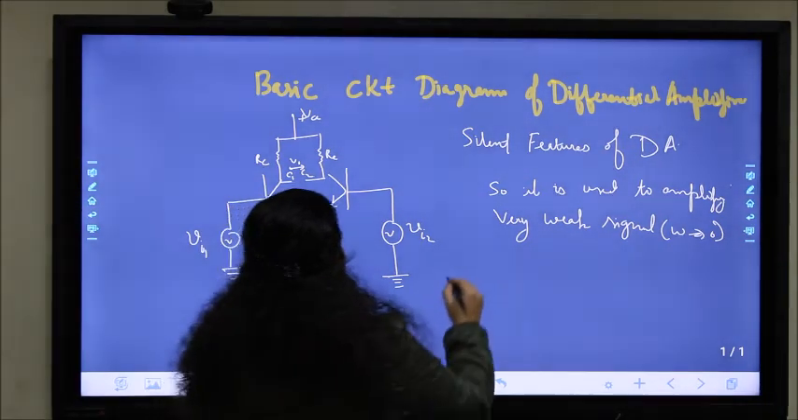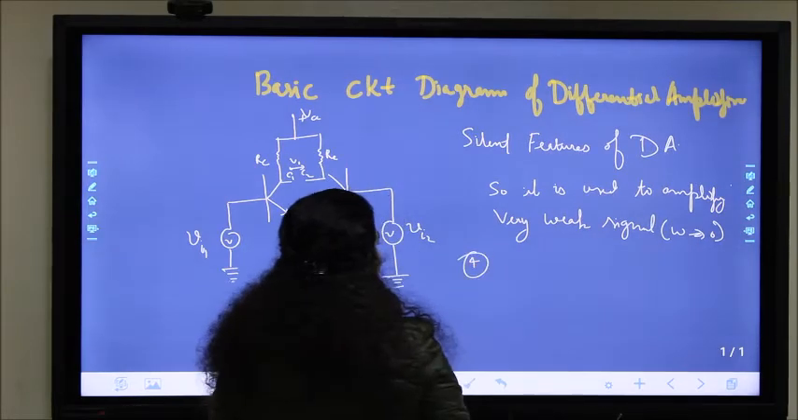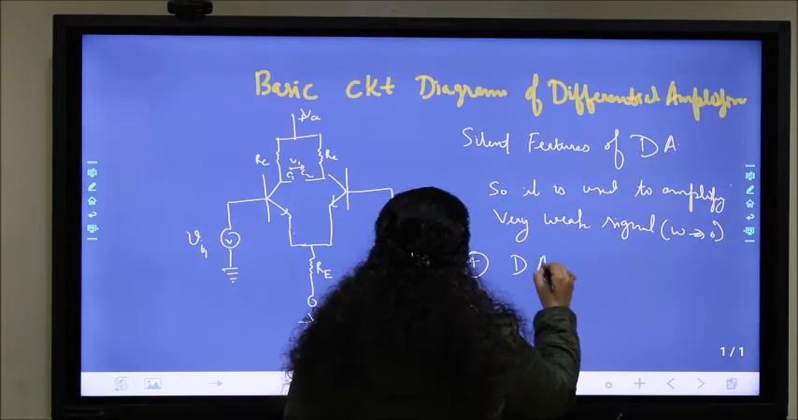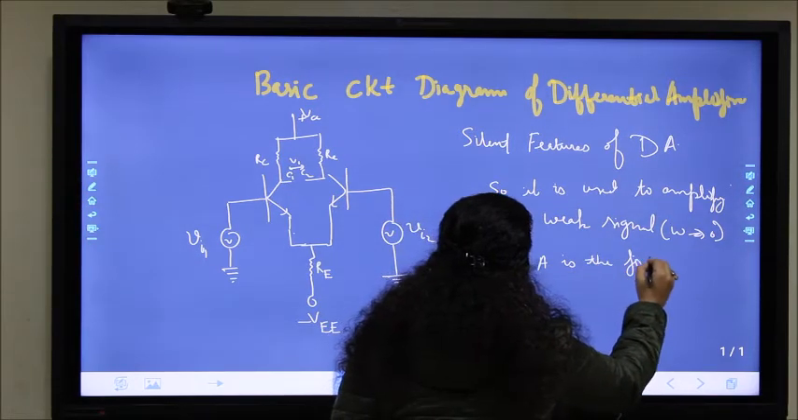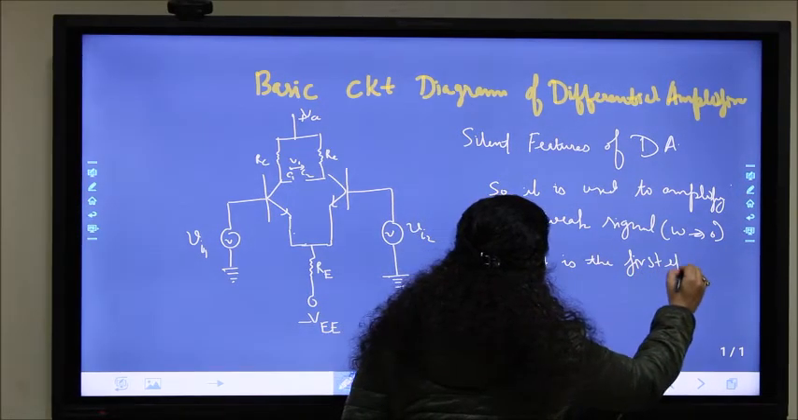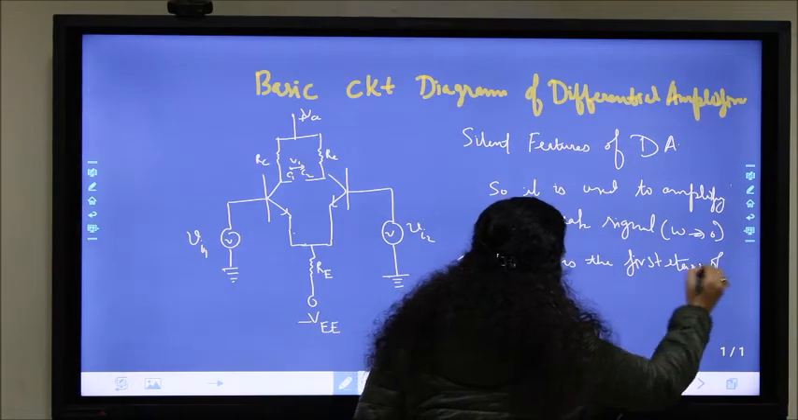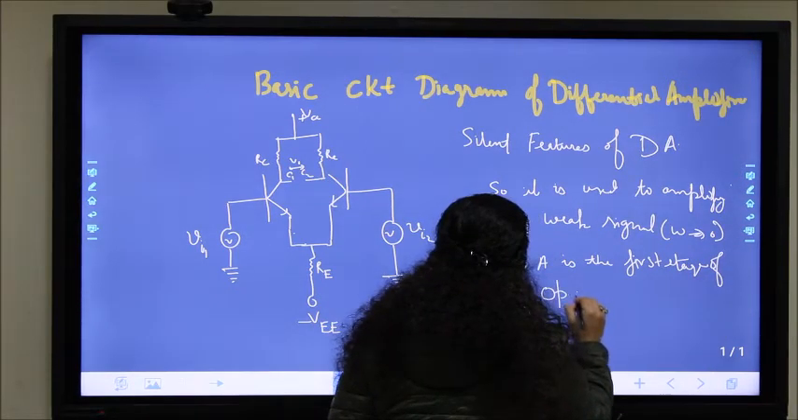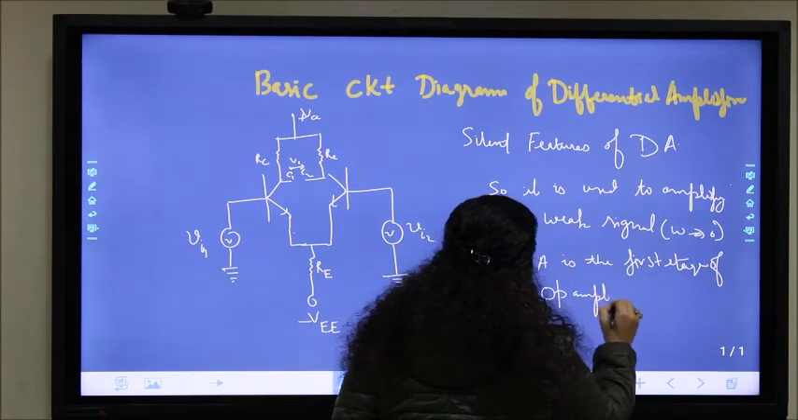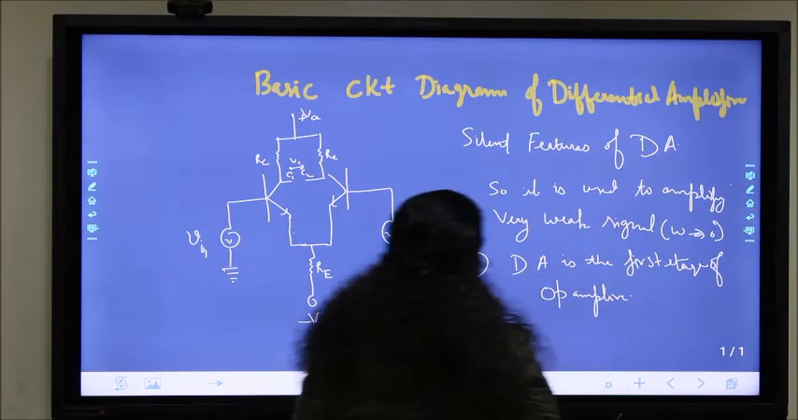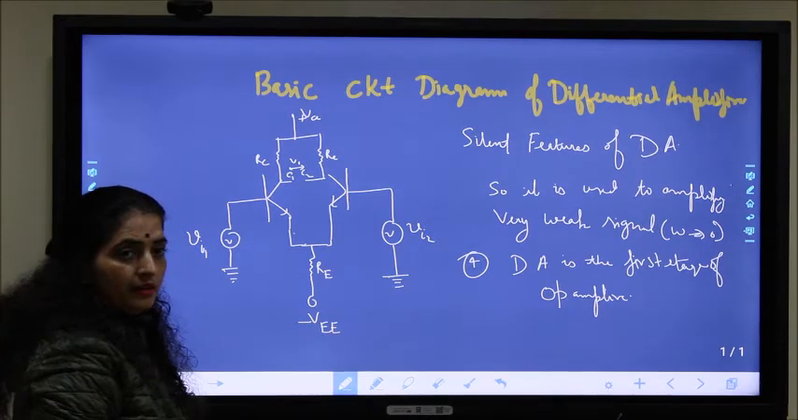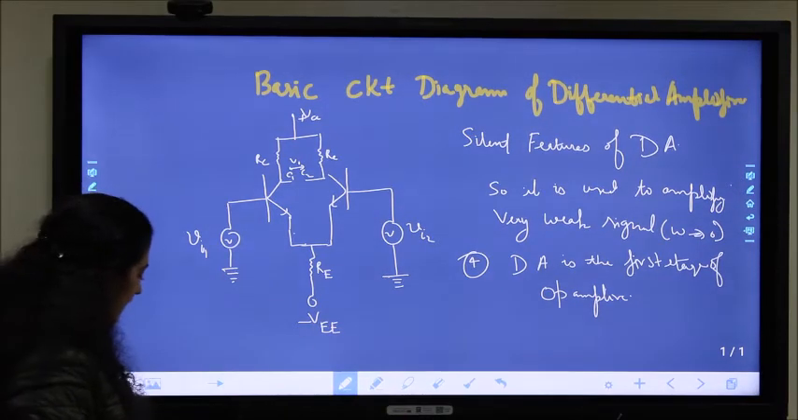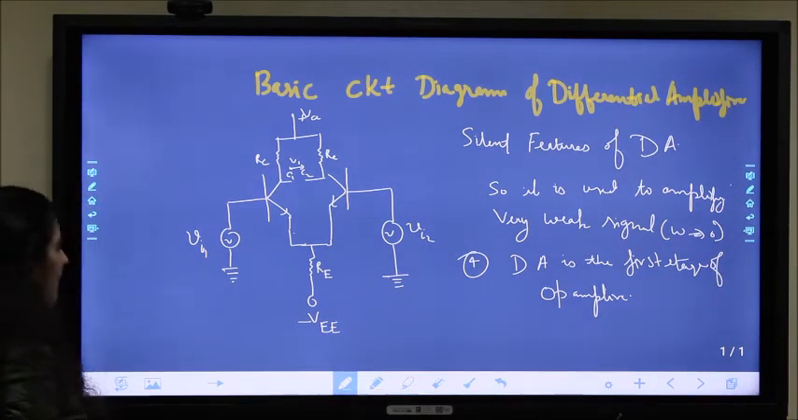Fourth salient feature is that the differential amplifier is the first stage of operational amplifiers. These are the salient features of the differential amplifier.